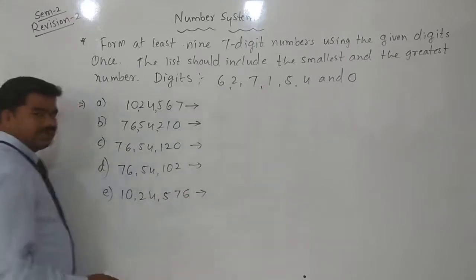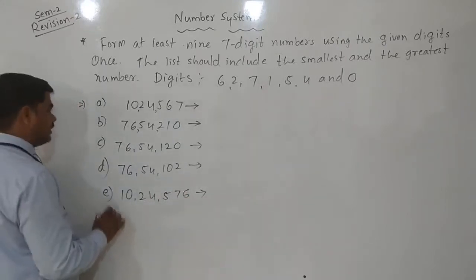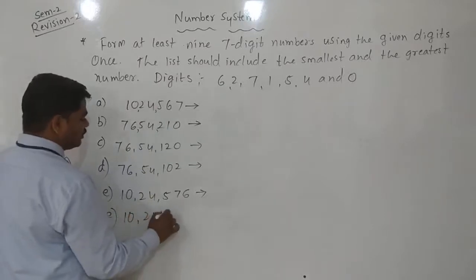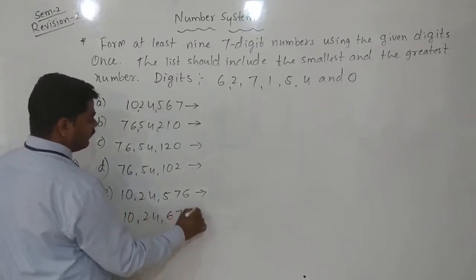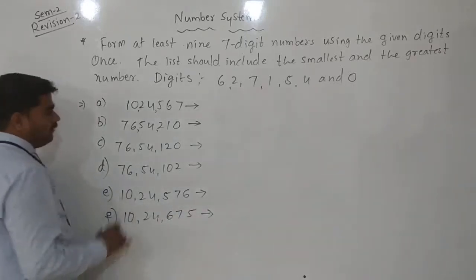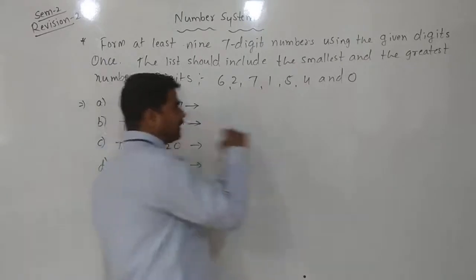1, 0, 2, 4, 5, 7, 6. Then we will interchange 5 at the last. We will take 1, 0, 2, 4, 6, 7, 5. Then we can take more. These number names you can write.